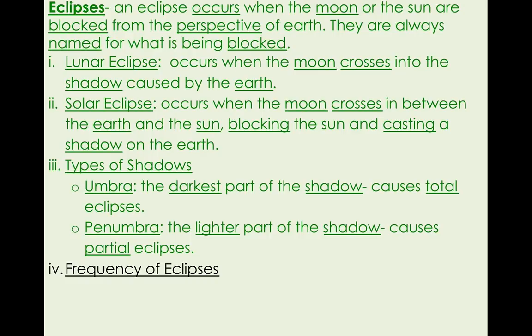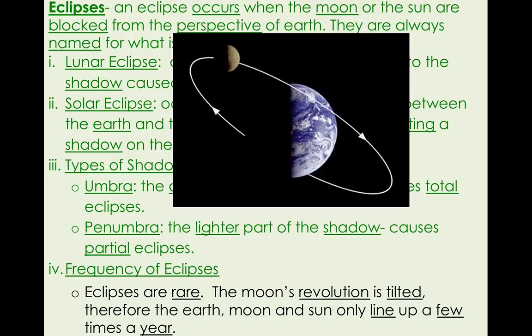Frequency of eclipses. Eclipses are not super common. They certainly don't happen every time that the moon travels around the Earth. The moon's revolution is actually tilted slightly, and therefore the Earth, moon, and the sun are only going to line up a few times a year. And even then, it may not be visible from everywhere on Earth.